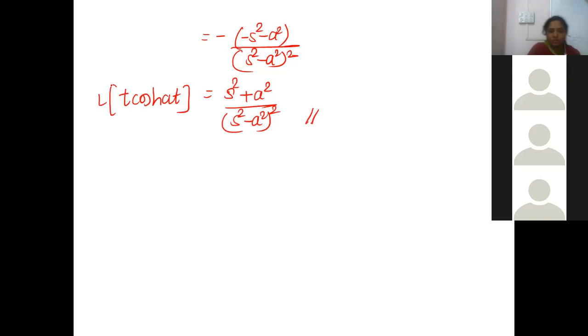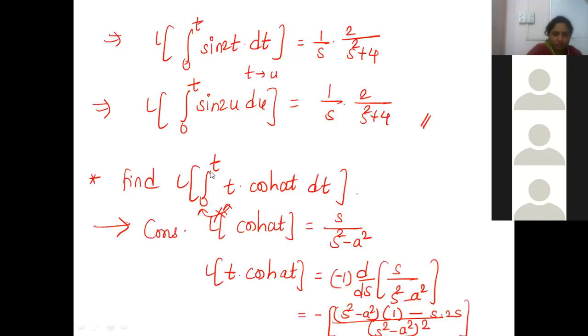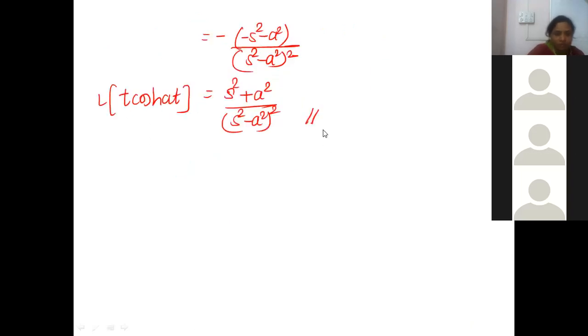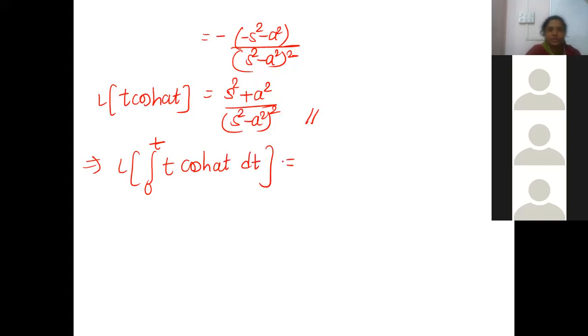Now on this, what we need is integration from 0 to t. This dt comes with this integration, remember. So now the next property is integration. So Laplace of integration 0 to t of t cosh at with respect to t is, what will be the answer?